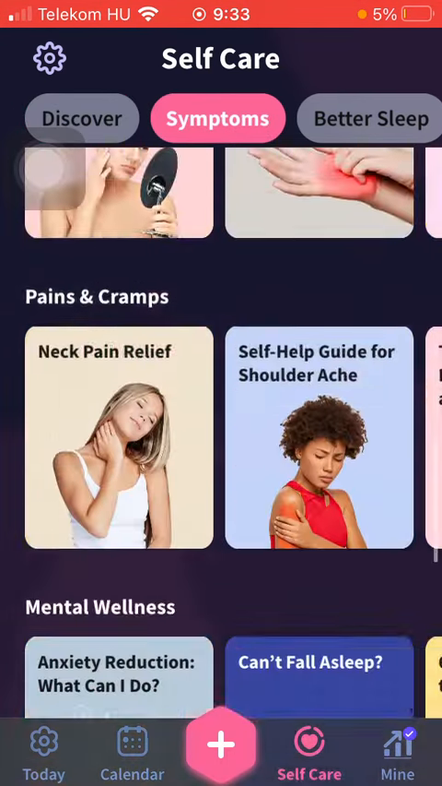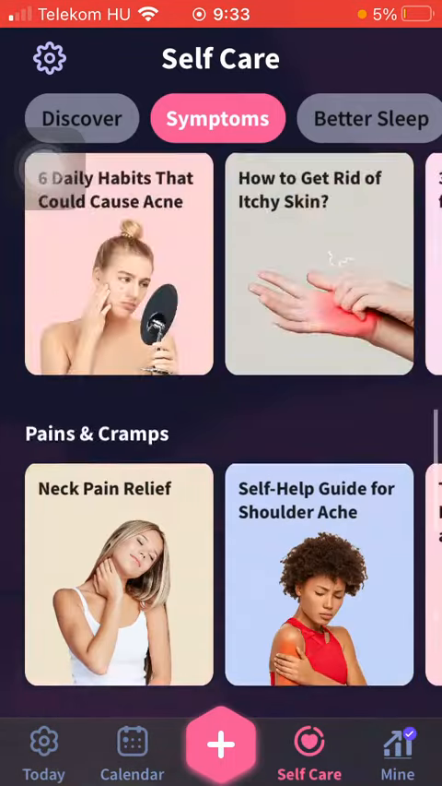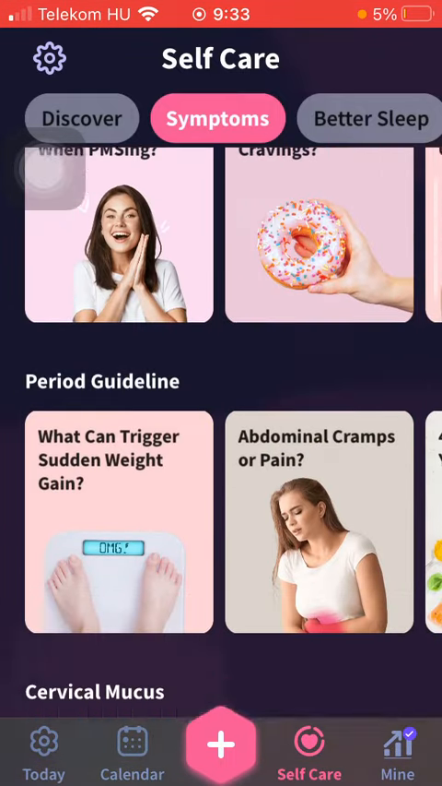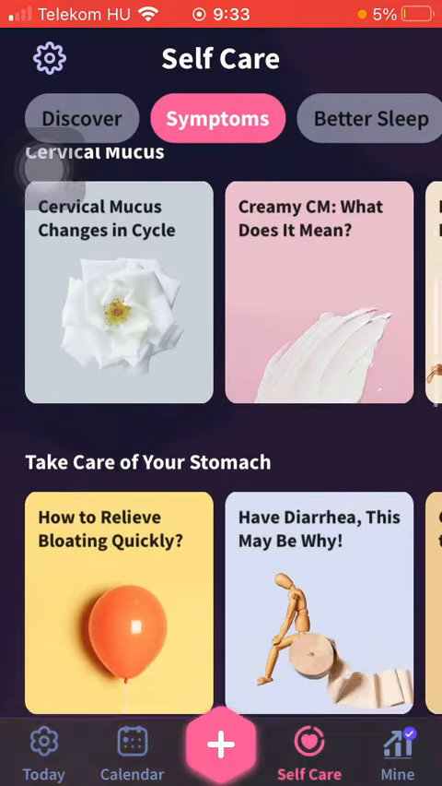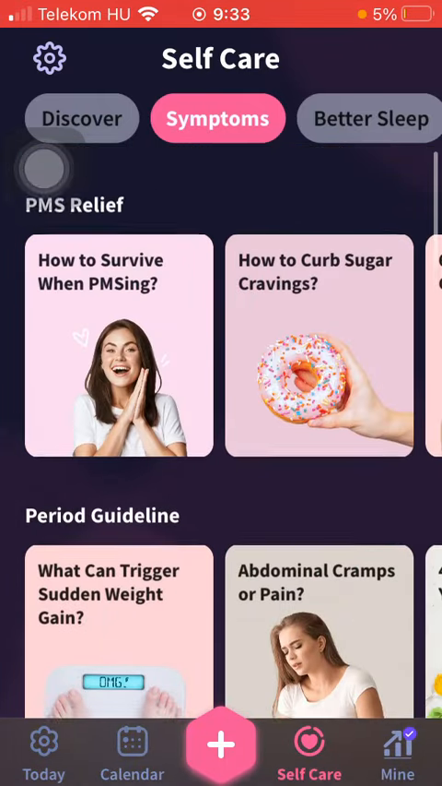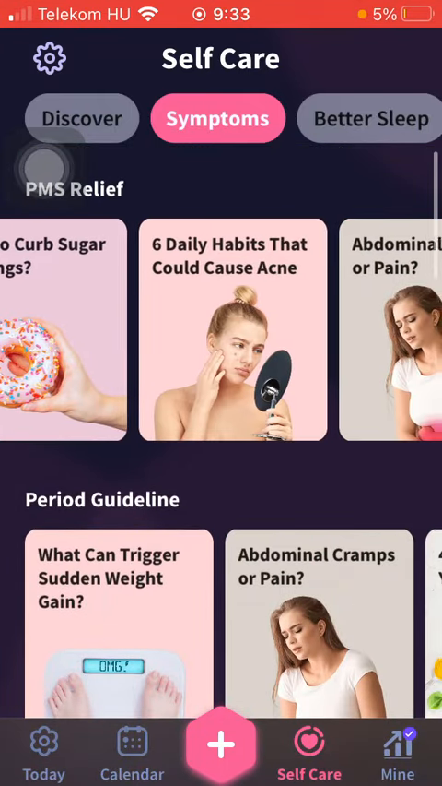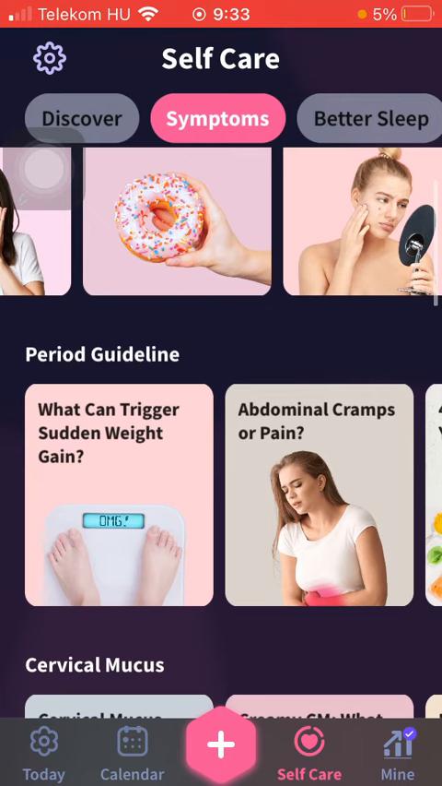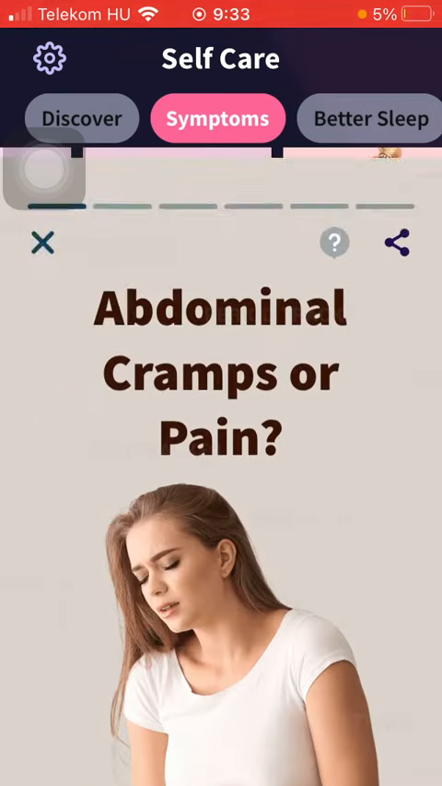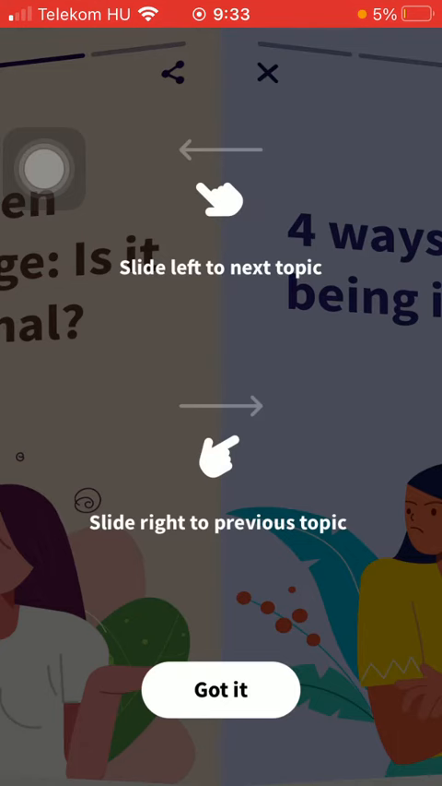Here you can see various categories such as relief, period guideline, take care of your stomach, and so on. So if there's any symptom that you are interested in, you can read about it.